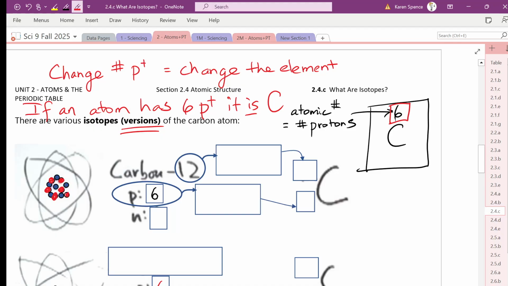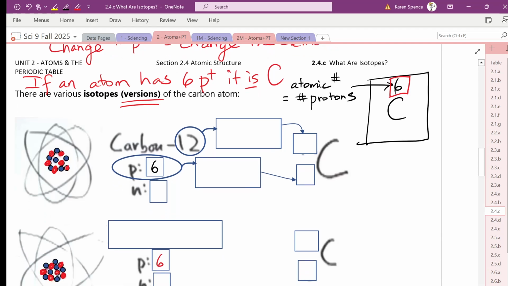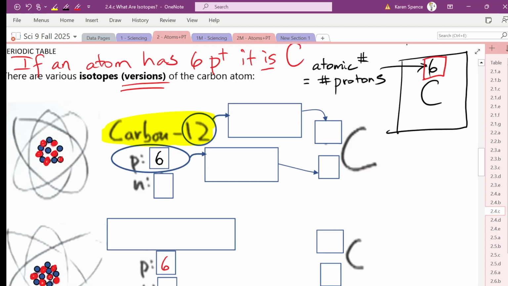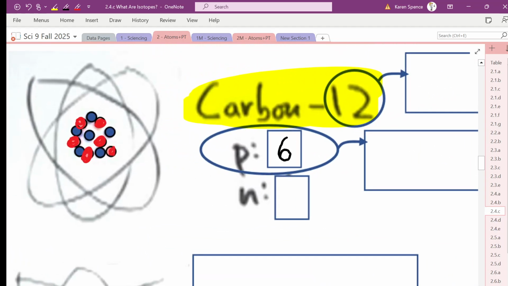Now, there's a couple other things we can fill in here together, just from looking at the diagram. This carbon 12, how many neutrons does it have? Let's count them. 1, 2, everybody? 3, 4, 6. What does 6 plus 6 equal? 12.